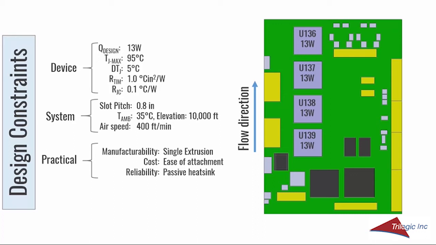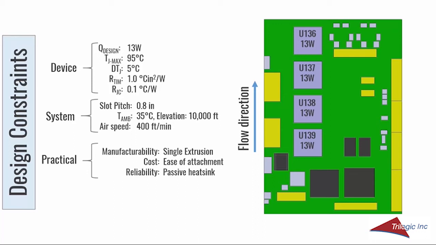13 watt power dissipation is fairly low, so a high performance TIM won't be required. We will assume a value of 1 degree C inch squared per watt. And also, the IC package is a flip chip BGA and has a junction to case thermal resistance of 0.1 degrees C per watt. So this information could be used to determine a thermal budget and estimate the size of the heatsink, but we're going to include this information directly in our Flotherm analysis.